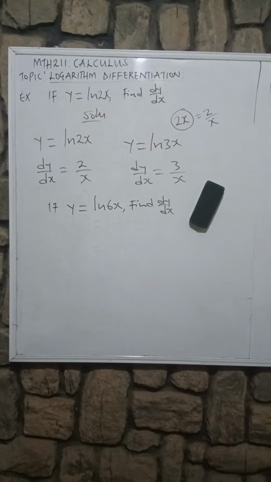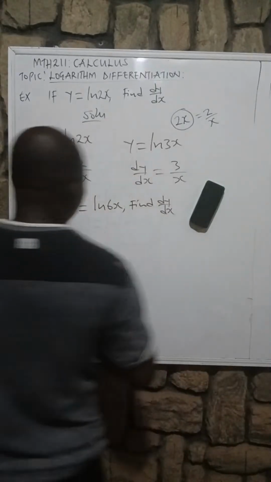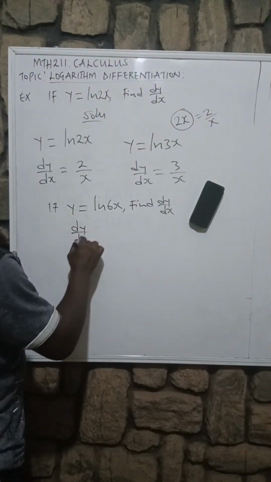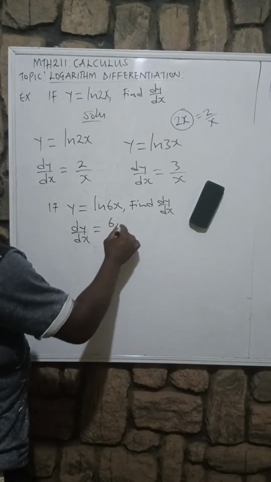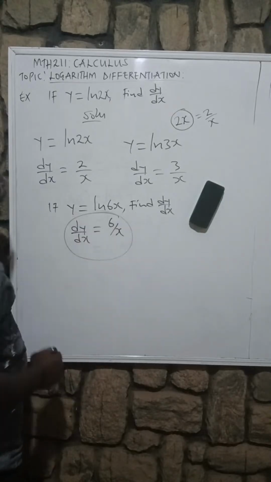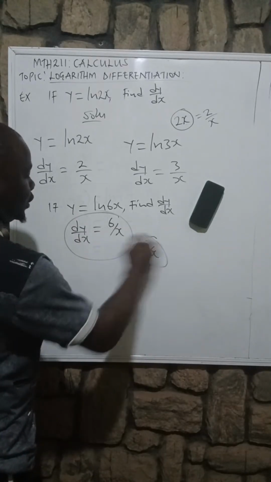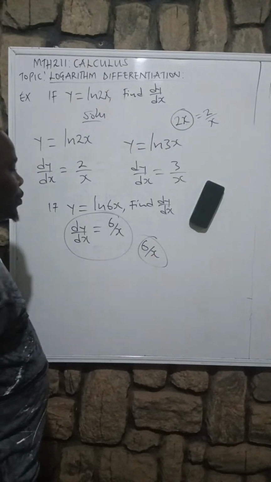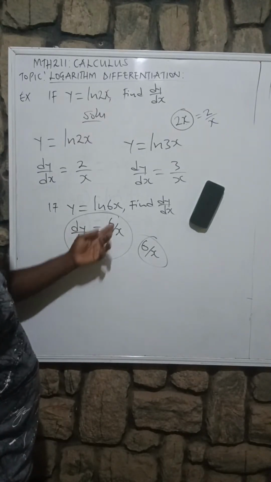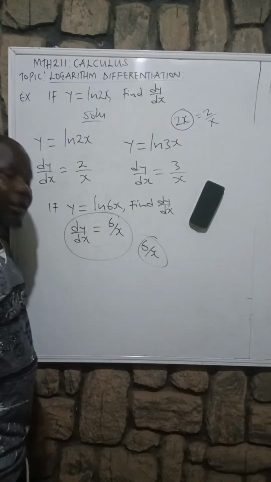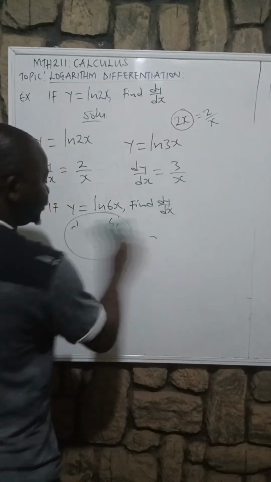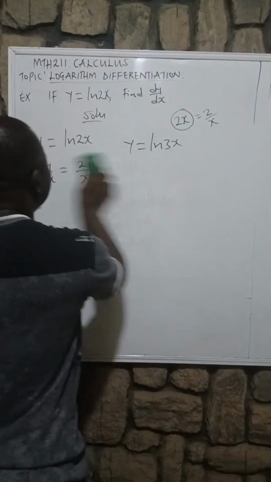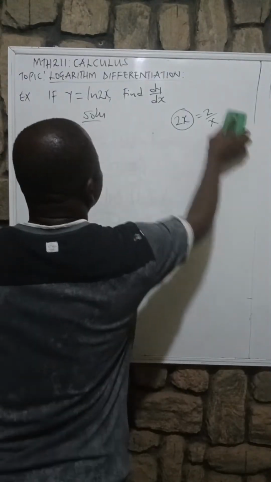Kenneth, Peter, I love that. So, is it difficult? No. Please don't forget to write dy over dx equals 6 over x. Don't just write 6 over x, because nobody will know what you differentiated from. But by the time you write dy over dx equals 6 over x, you know what you are talking about. It's okay. So let's consider more examples.